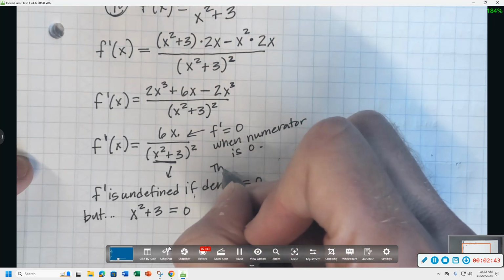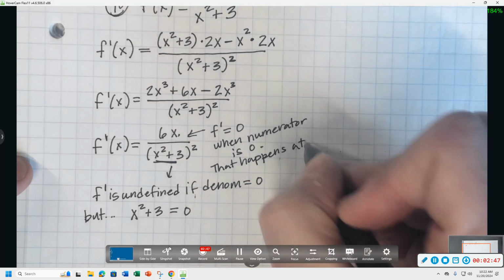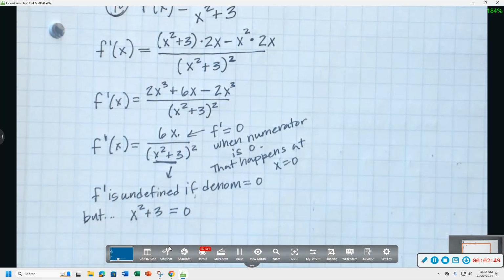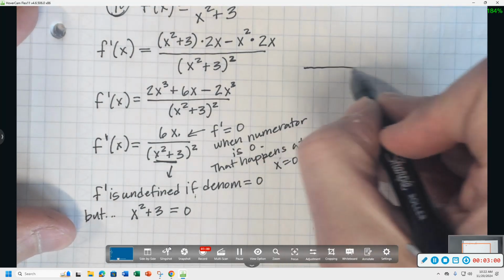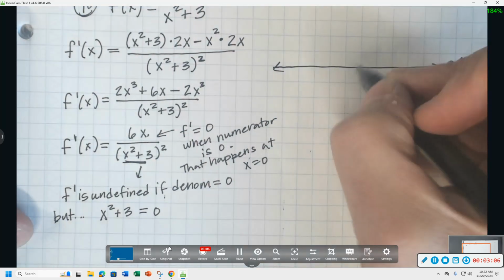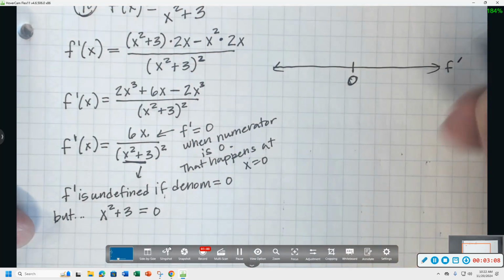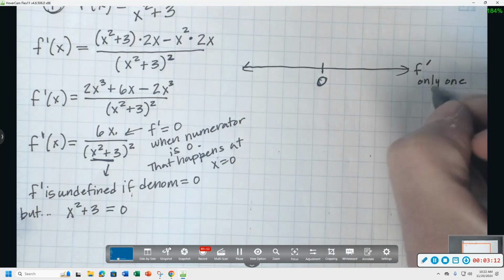Okay, that happens at x equals 0. So from some quick analysis here, I find that there is only one critical number. The only critical number that we have here is 0. Now, I'm dealing with all numbers in the world again. I'm talking about f prime. There's only one critical number.